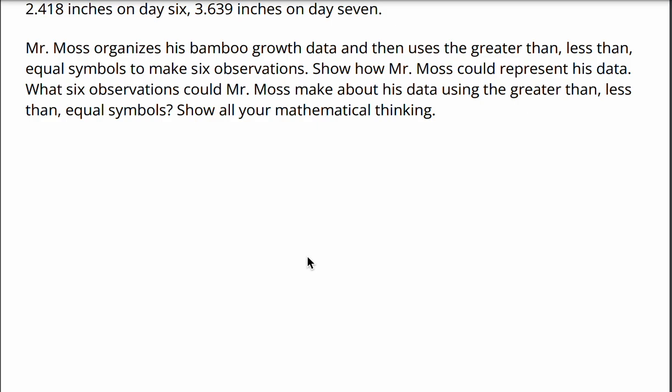So for instance, maybe you want to show that day 1 growth was better than day 2 growth for plant 2. Maybe you want to show that on day 5, plant 1 grew more than plant 2. I don't really care what your observations are, but I'm looking for a variety of different ones, and then I'm looking for you to put those into sentence format. So my 6 observations were, and then writing those math sentences to show me that, along with the symbols greater than, less than, or equal to.